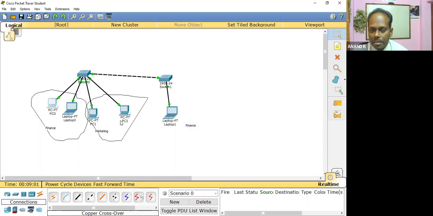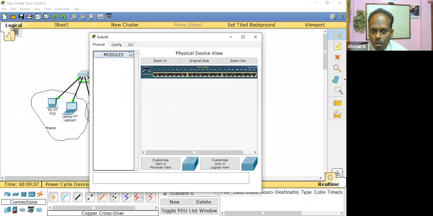This is a virtual LAN, this is a virtual LAN. So this is a part of this virtual LAN. So how to do that? I'll be demonstrating. Go to the switch.